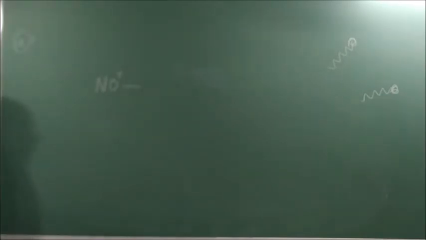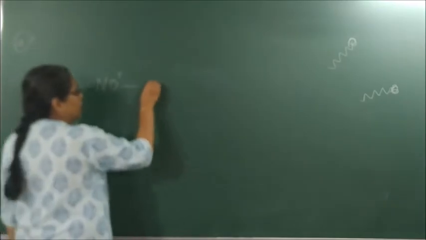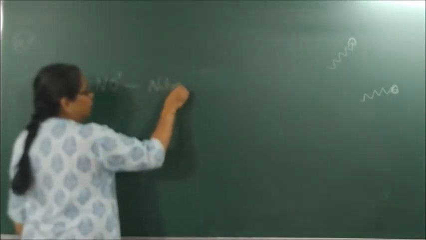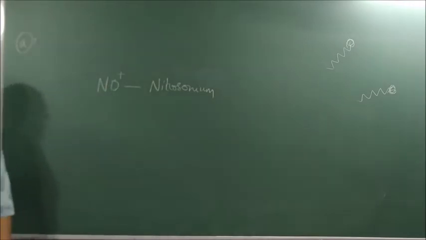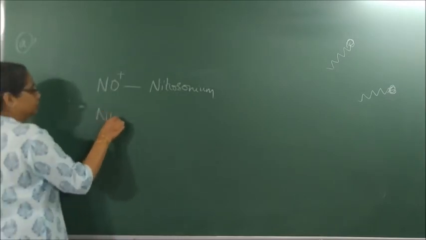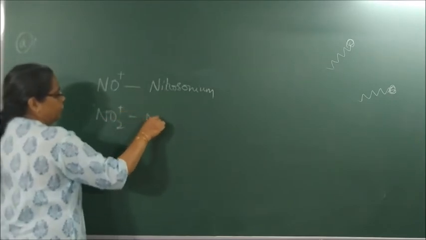Nitrosonium. Any positive ion ends with IUM: ammonium, carbonium. So nitrosonium is NO2 plus.